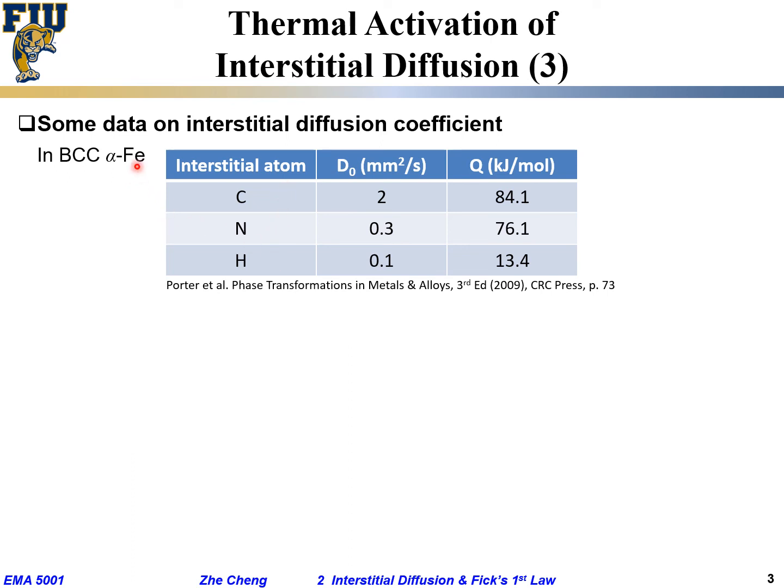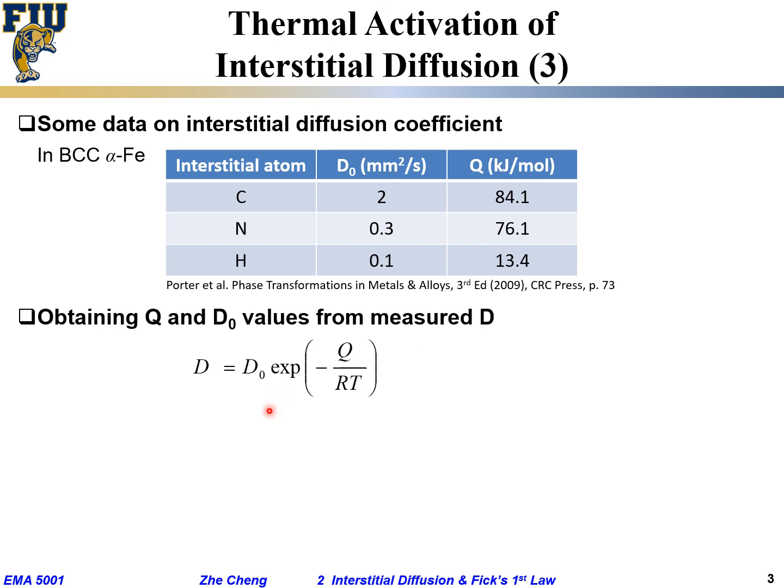iron. Okay, and you may ask, in reality, how do we get this so-called Q, activation energy or heat, and the frequency factor? How do we get these values from measured diffusion coefficients? Well, if we remember, what is our relationship between diffusion coefficient D and the temperature term? This is what we have, right? It has the format of a so-called Arrhenius relationship.